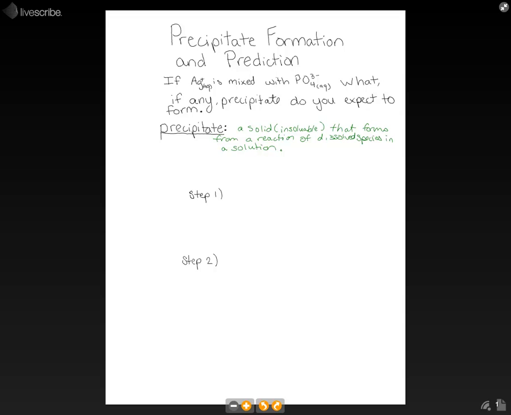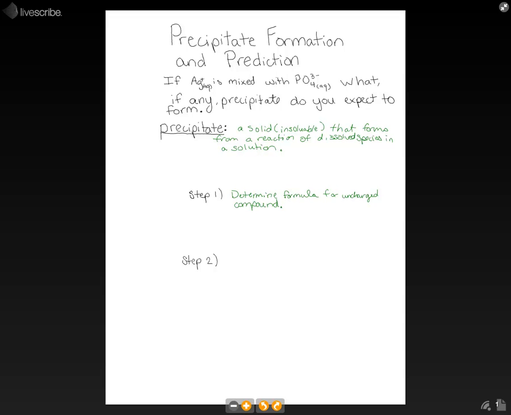So there's two basic steps to solving this problem. The first step is we want to determine a formula for the uncharged compound, because we know that our precipitate, being a solid, is not an ionic species, or not an ion. So therefore, it's going to be uncharged. It'll have neutral charge.